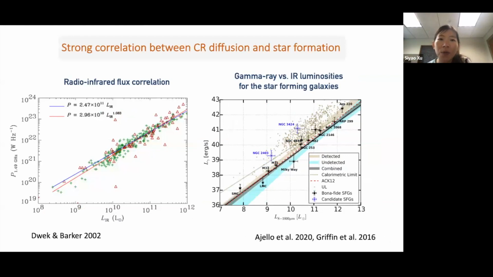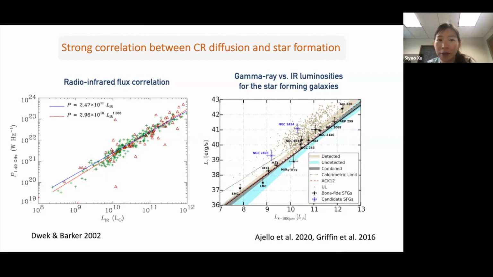Since MHD turbulence is important for both cosmic rays and star formation, it's not surprising to see a strong, tight correlation between the non-thermal emission from cosmic rays, including synchrotron radio emission and gamma emission, and the star formation indicator, the infrared luminosities. On the left is radio versus infrared, and on the right is gamma ray versus infrared luminosities for star forming regions.